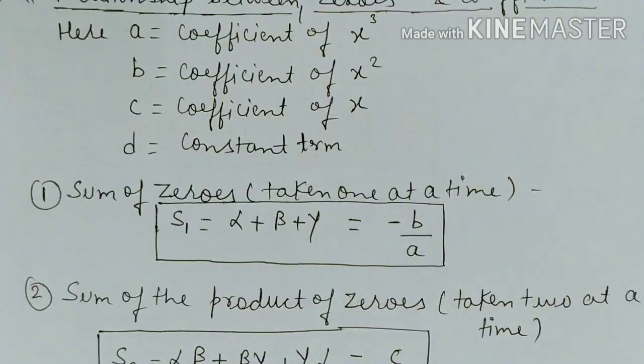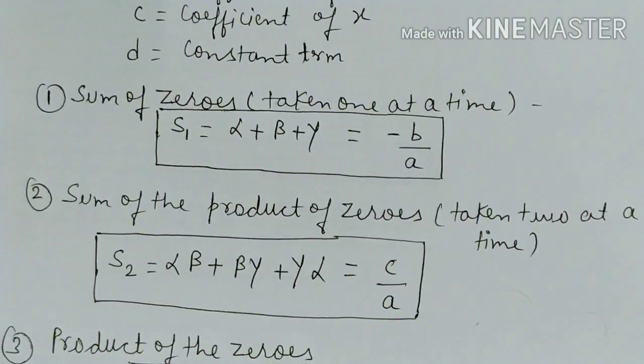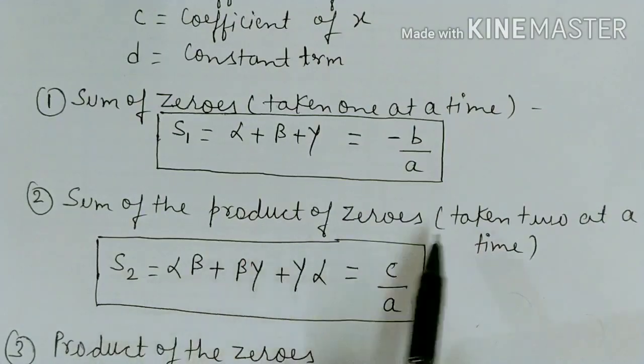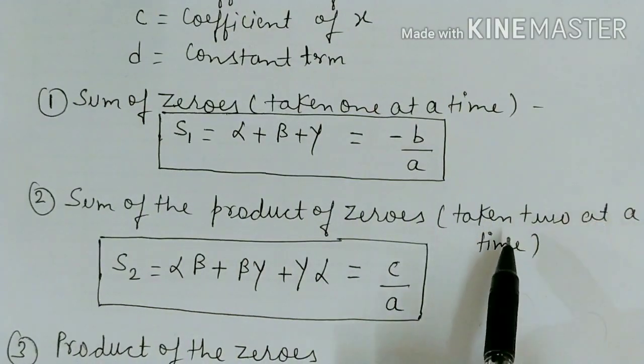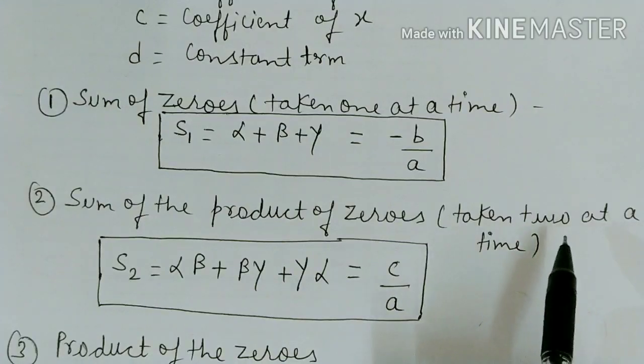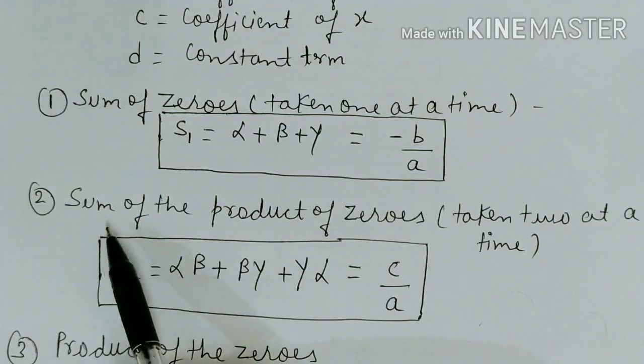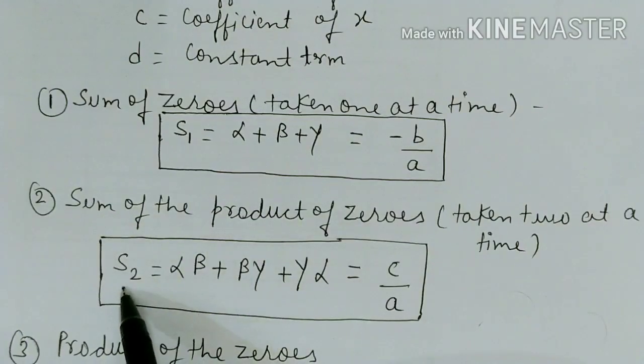Clear? Now the next is the sum of the product of zeros. Sum of the product of zeros taken 2 at a time. In the bracket it is written taken 2 at a time. What is the meaning of taken 2 at a time? See here, I am assuming the sum of the product of zeros as S2. Clear?